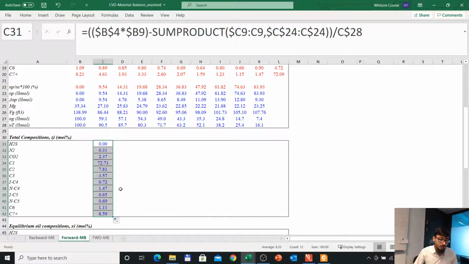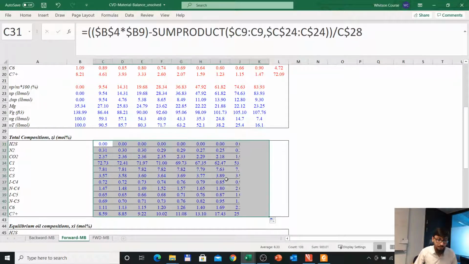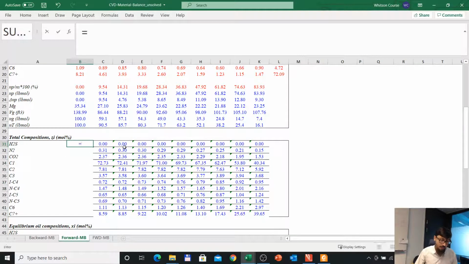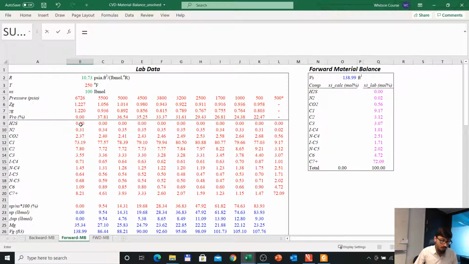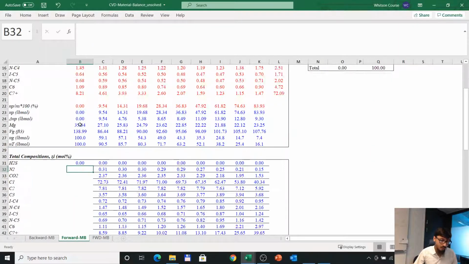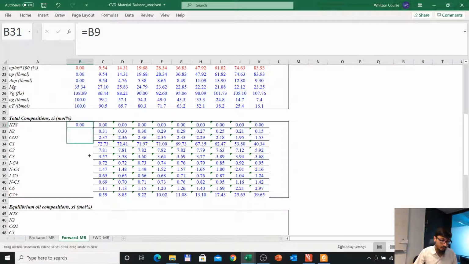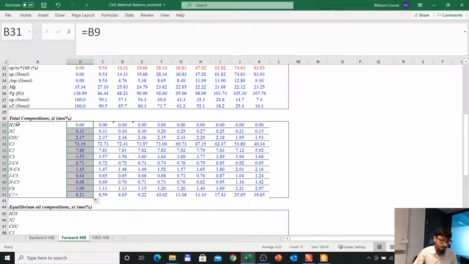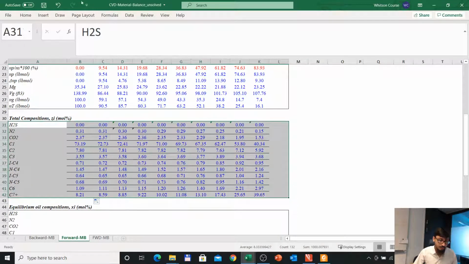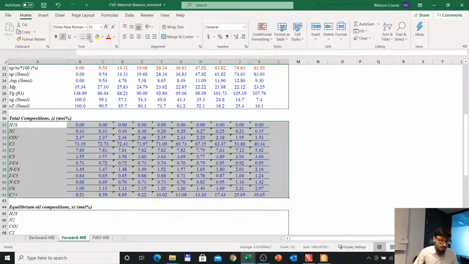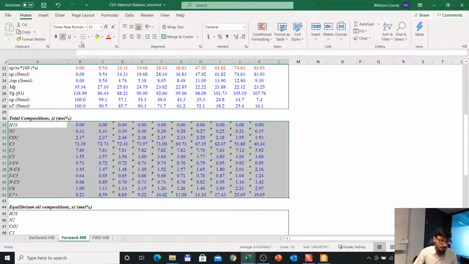Okay, so I think that looks reasonable. So we just drag it here, and then we get, and here we can just say, okay, that's this composition here. Okay. So just do a bit of formatting.